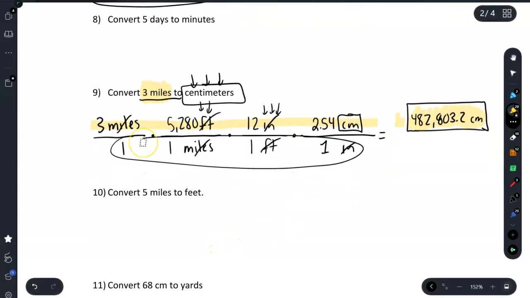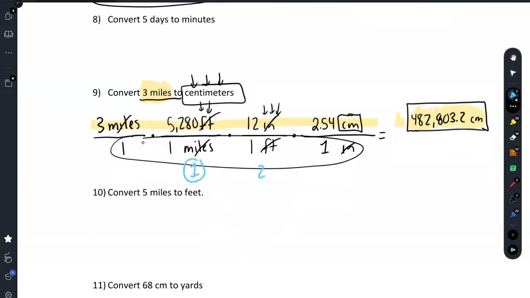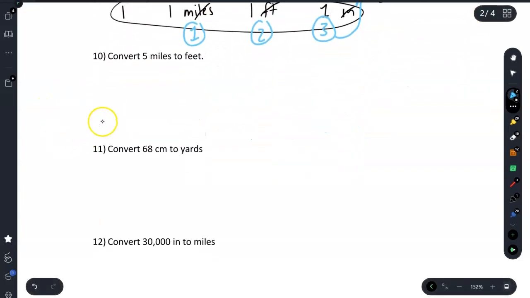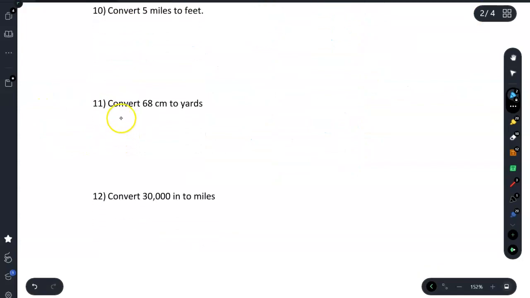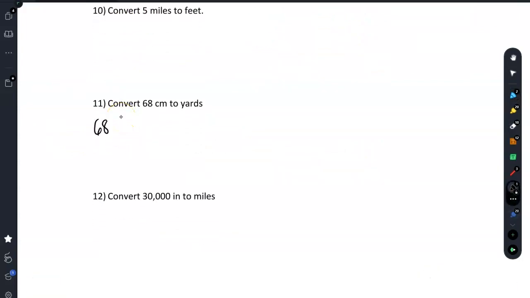So you can see that one, if I had to count, it took me 1, 2, 3 steps to finally get my miles to centimeters. Number 10, you can do. Number 11, I'm starting with 68 centimeters, and I'm going to pause right here.